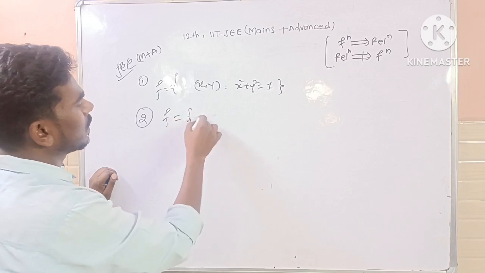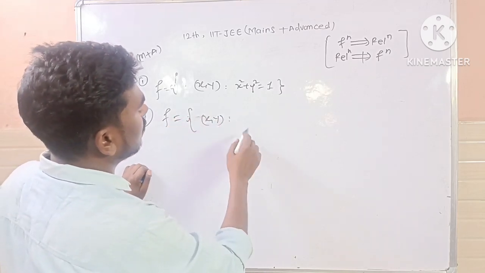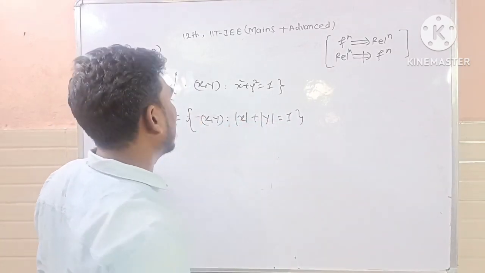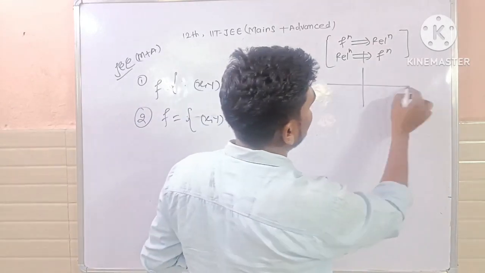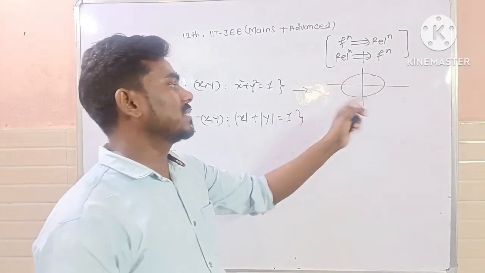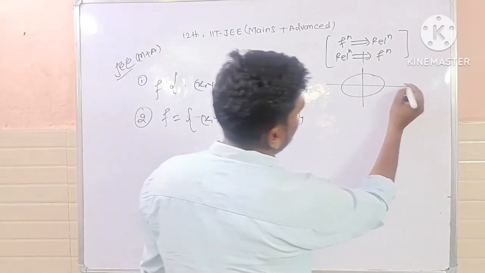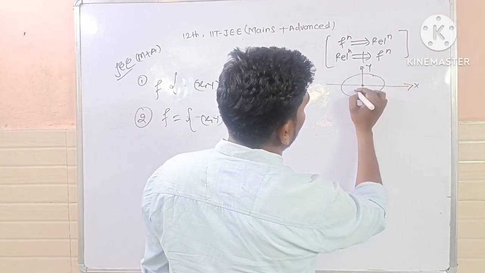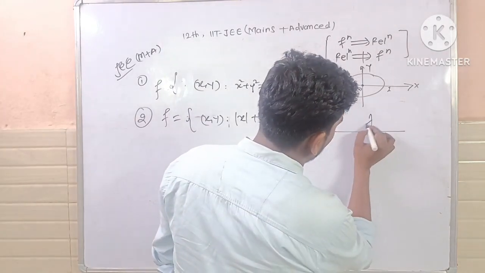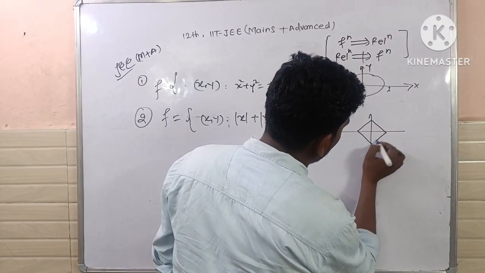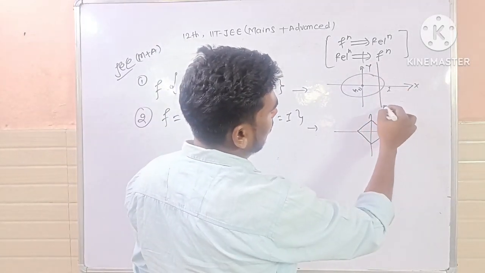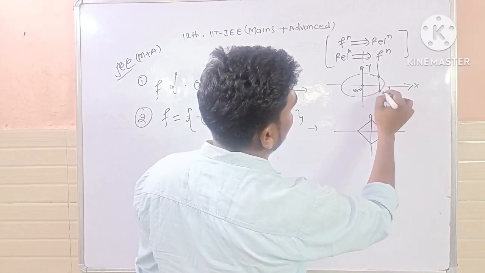Suppose we write mod of x plus mod of y equals 1. What is the picture of this? Here the first is the equation of a circle having center at the origin and a radius of 1 unit, and the second is a square having each side of 1 unit. When we draw a vertical line, it intersects the given graph at 2 points.